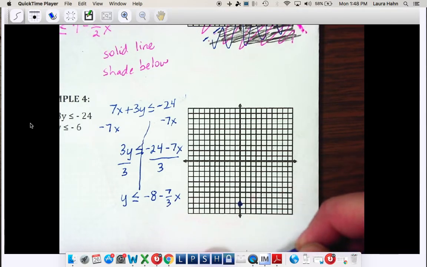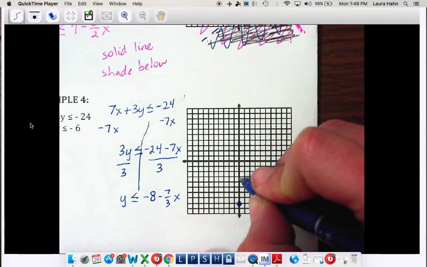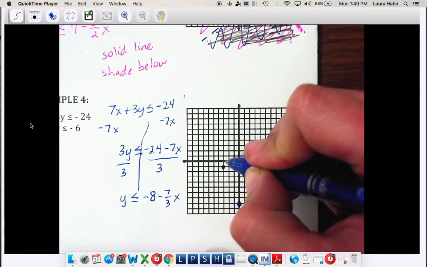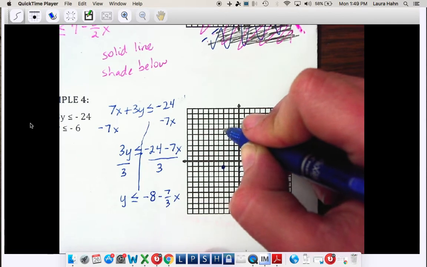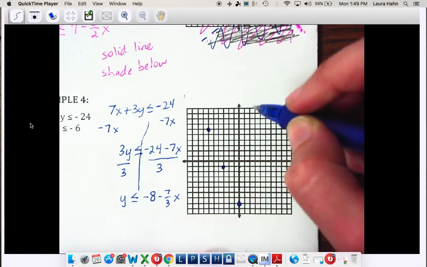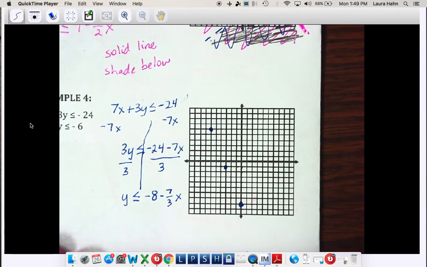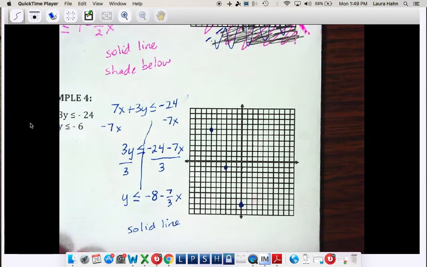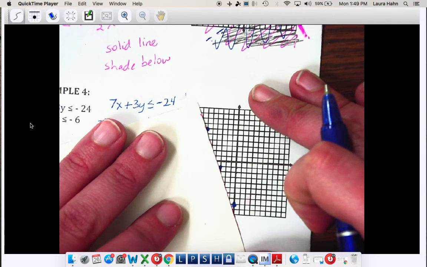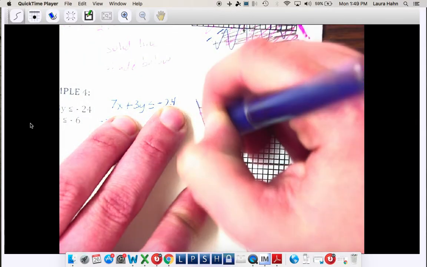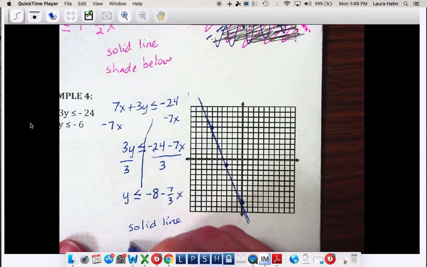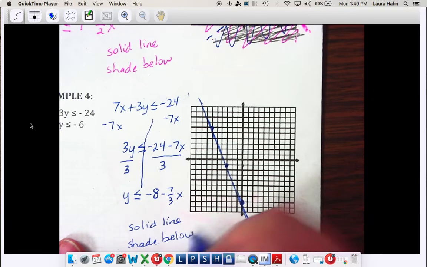I don't have room to do that, so I'm going to put everything in reverse. So instead of going down 7, I'm going to go up 7, back 3. Do it again. Up 7, back 3. That's all I'm going to fit. I know there's a solid line underneath, so I'm going to use a solid line. That is a less than symbol, which tells me I need to shade below, and I'm going to shade below lightly for now.